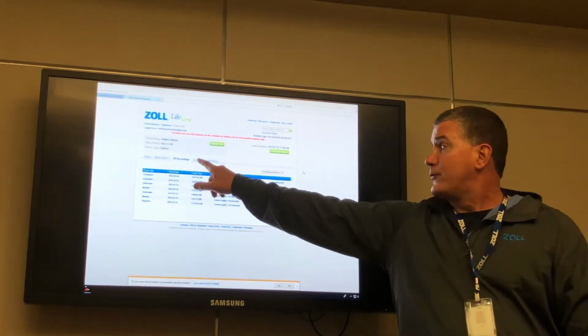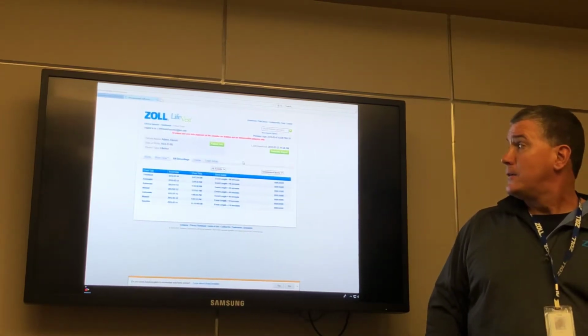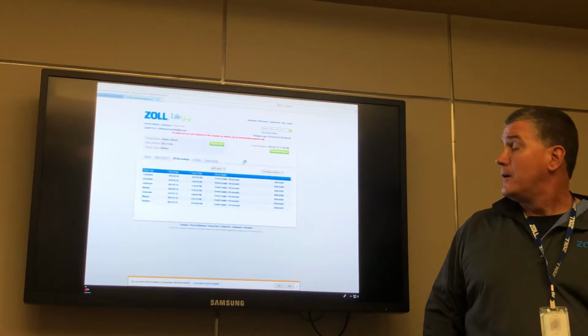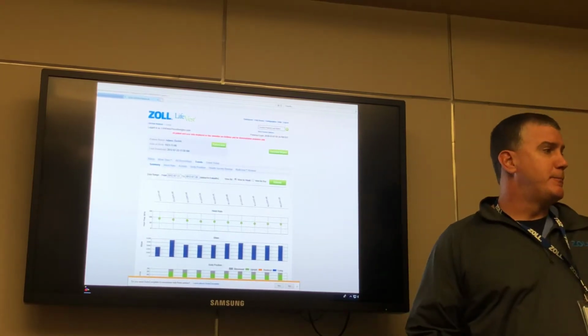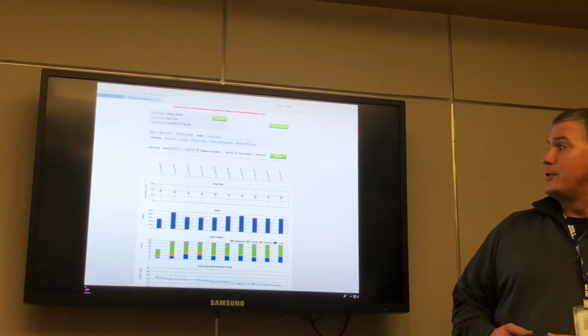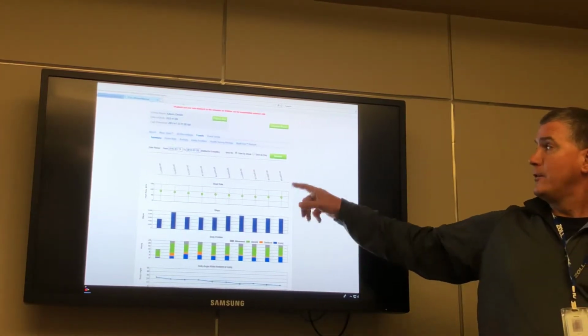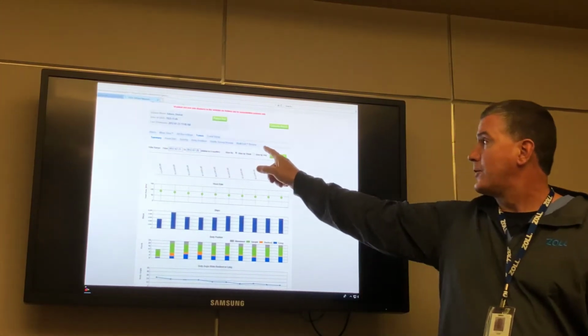So the next thing is trends. So trends, when you go to trends, is for heart failure, or well, it's for any patient, but it's a lot of information, especially for your heart failure patients. The first thing, this is the summary report. But when you hit trends, then you get all these other tabs up here.